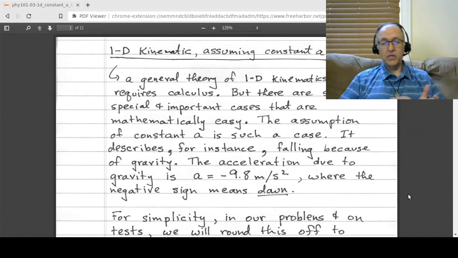Now there's two reasons to do that. The first reason I already alluded to is the fact that the math is much easier. And the second reason is that this is a very typical situation. The most common situation where you see constant acceleration is when objects fall. So when you let go of an object and it falls to the ground, it actually accelerates.